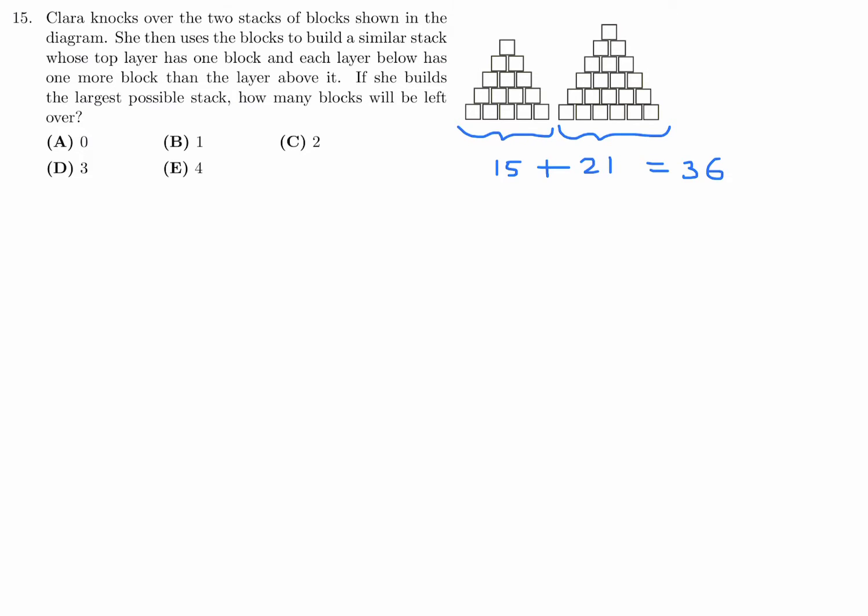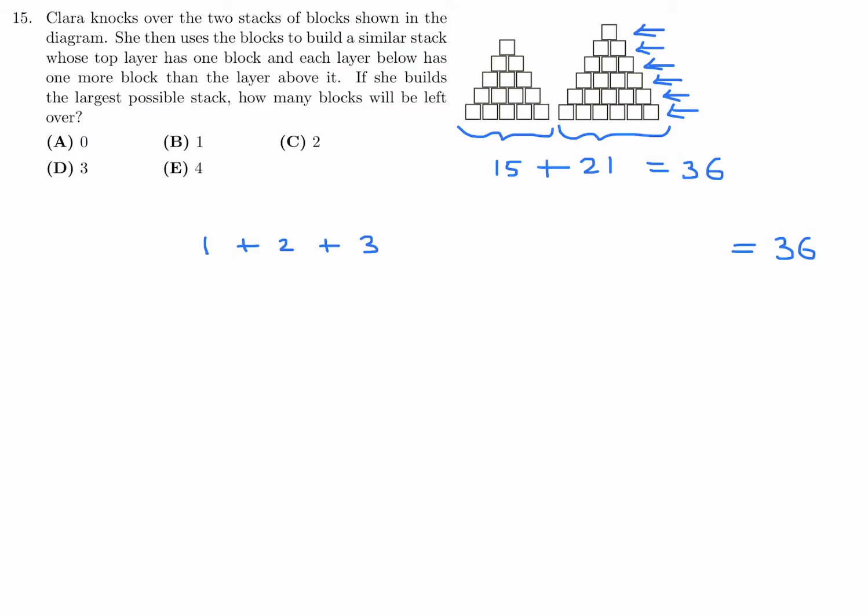Now, if you're going to build a stack of blocks that looks like this, basically what that means is that each row has 1 more than the row above it. So it would be 1 plus 2 plus 3 and so on. So this sum has to equal close to 36, right? And then we might have some blocks left over.